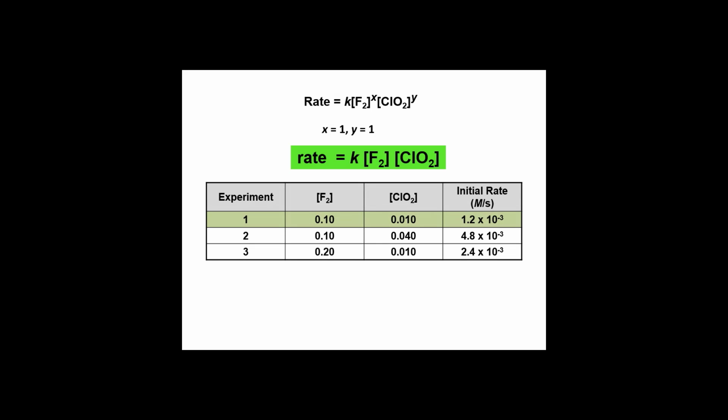Since the value of x equals 1 and the value of y equals 1, the rate law we can write as rate equal to k times concentration of fluorine times concentration of chlorine dioxide. From the data of initial rate we can calculate the value of the rate constant. Just plug in the rate and concentration from any one of the experiments and solve for rate constant k. For the example we use the data from experiment 1. The rate constant equals 1.2 over molarity times second.